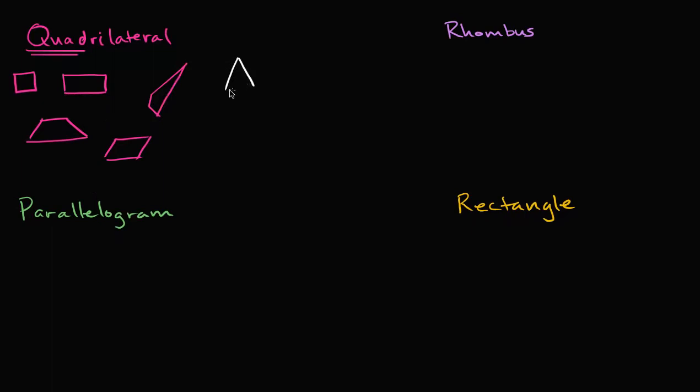Well, a triangle would not be a quadrilateral. It has 3 sides. 1, 2, 3. So let's cross that out. A pentagon that has 5 sides. That would not be a quadrilateral. It has 1, 2, 3, 4, 5 sides. A circle that has, I guess you could say, no sides. It's just one big curve. It's a circle. That's not going to be a quadrilateral. If you had 6 sides, 7 sides, 100 sides, none of that is going to be a quadrilateral.